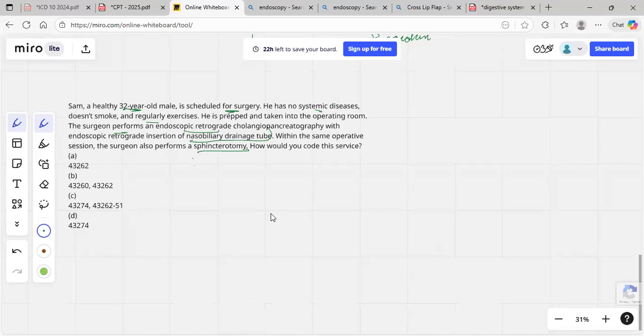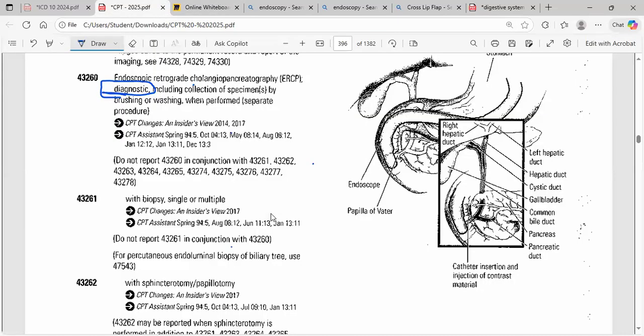So 43262, let's see what this is. Okay. So 43262 is with sphincterotomy and papillotomy. And 43260 is a diagnostic.